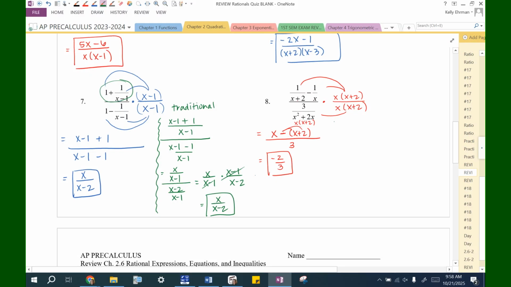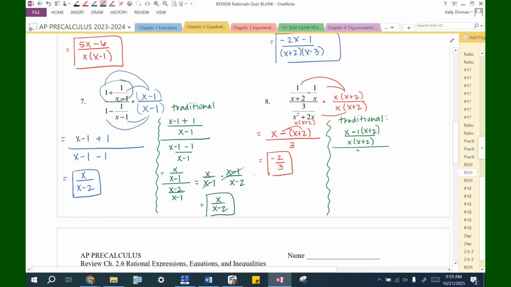If you prefer the traditional method, that would look like this. I'm working on the top to begin with. I'm trying to add 1 over x plus 2 minus 1 over x. So I'm going to set up a common denominator of x times x plus 2. The first fraction gets multiplied by x. The second fraction, the negative 1, gets multiplied by x plus 2. I can clean that up in a minute.